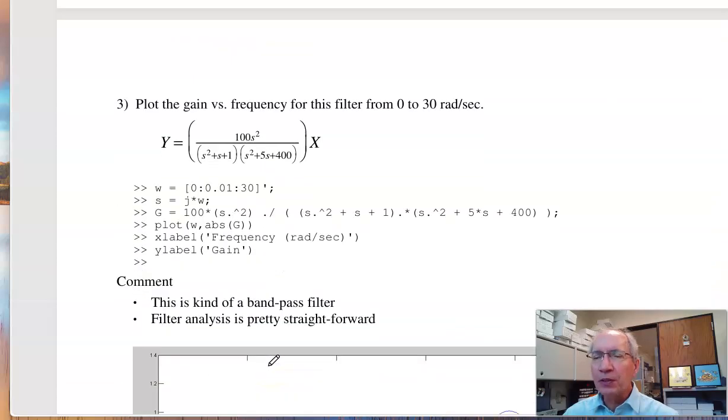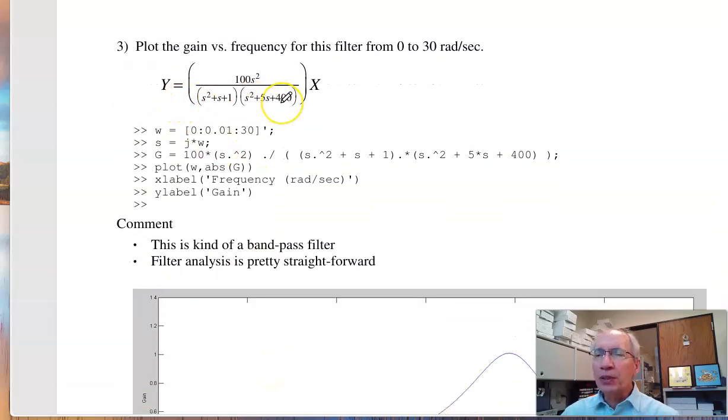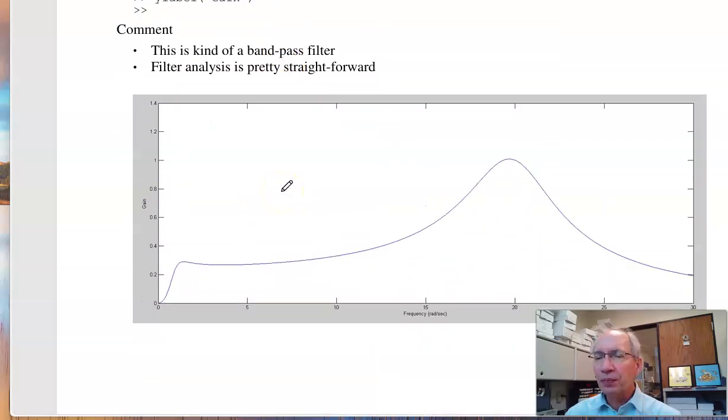Let's try that for another filter. Here's a filter with complex numbers, again, Matlab doesn't really care. Here's frequency goes 0 to 30 radians per second, s is j omega, here's the gain, pretty much the way you write it. Plot frequency versus magnitude, and I get this graph. So what that tells me is when the input is small, the gain is about 0.3, goes up to 1, and comes down. So let's check that.